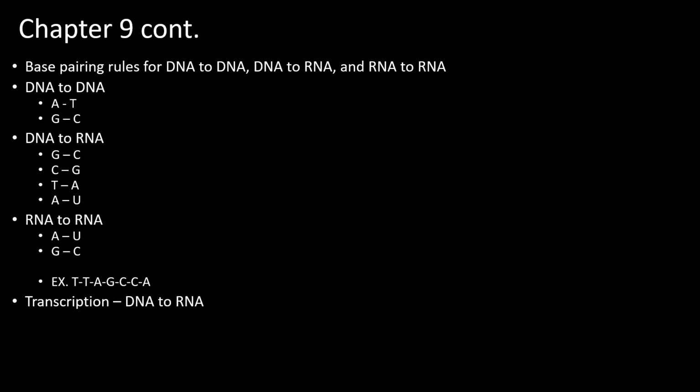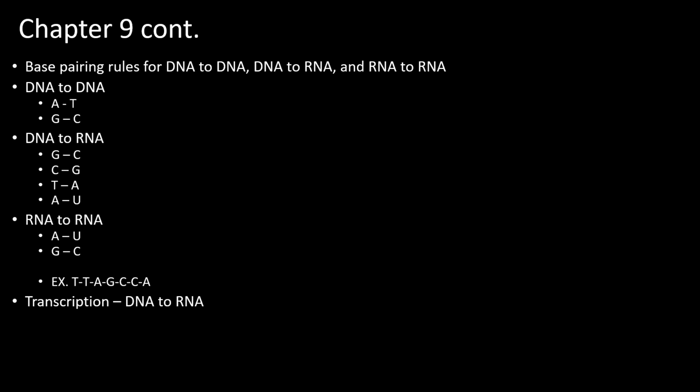All right, so this brings us to some base pairing rules. When we're looking at how DNA pairs with DNA, DNA to RNA, and RNA to RNA, this is how it looks. So in DNA, A always pairs with T. It always does. G always pairs with C.